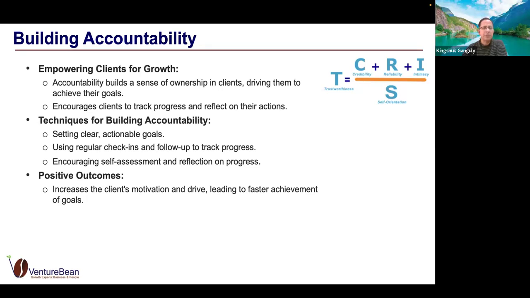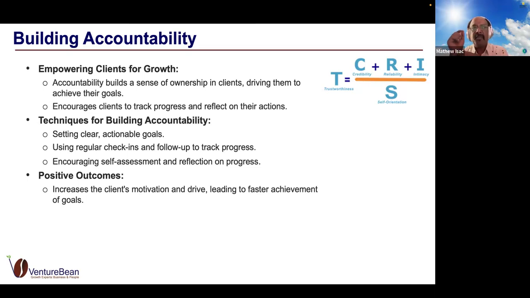Building accountability builds trust, because the client gets to know that for the money he or she is putting in, there is some result going to come. It's not a one-way ticket. Absolutely. And this one actually impacts all four.